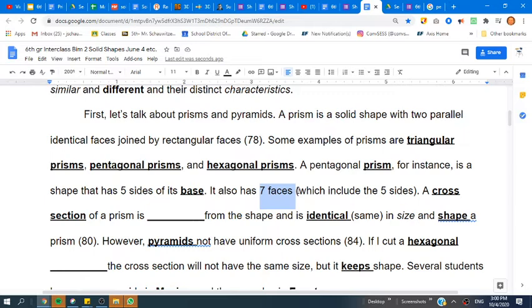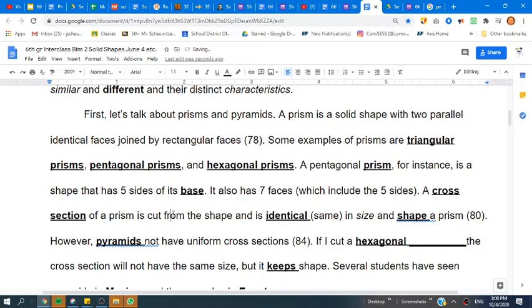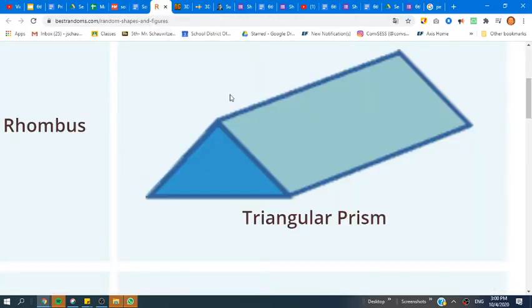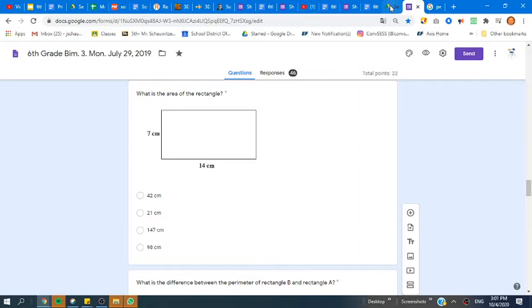Okay, take a look at that later on in your investigation. A cross section of the prism is a what? Is cut from the shape, and it's identical, same size and shape of a prism. So let's look at that vocabulary word one more time. If we cut this right here, or right here, or right here, it's going to be identical. Okay. So make sure you guys understand that. It's one of those characteristics of a prism.